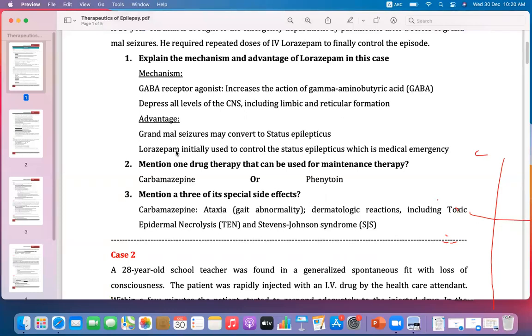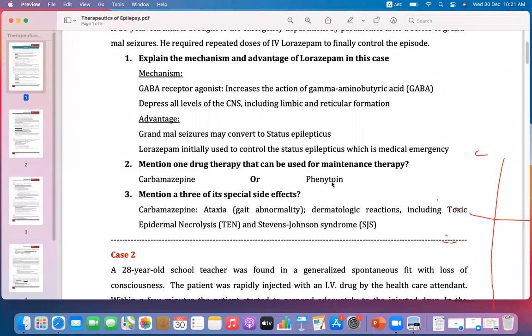Mention the three special side effects. If we mention carbamazepine, what is the side effect of carbamazepine? Ataxia, which is also known as gait abnormality, and dermatological reactions, including toxic epidermal necrolysis and Stevens-Johnson syndrome. These are the special side effects which are not common. Common adverse effects include GI disturbances like nausea, vomiting, headache and dizziness. These are the common ones, but the special ones are other than the common ones.